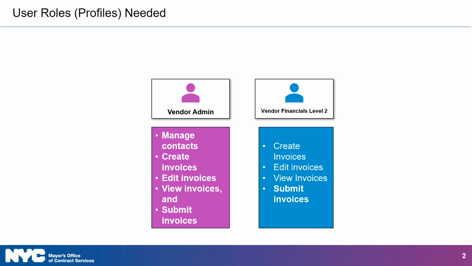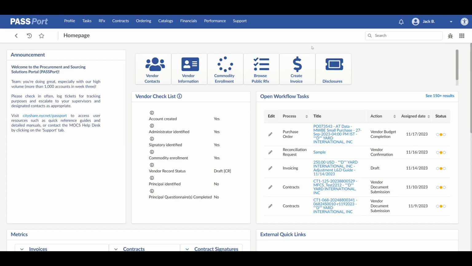In Passport, users have different roles that control what they see and do in the system. To create a budget or modify a budget, vendors must be provisioned with the vendor admin or vendor financials level 2 user role. All right, so I am logged into the version of Passport that I will be using for the purposes of this demonstration. As you can see here, I am logged in as a vendor admin.